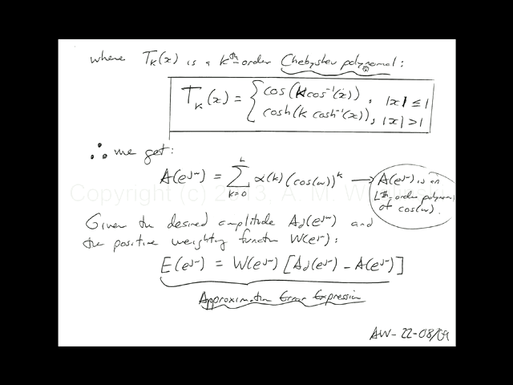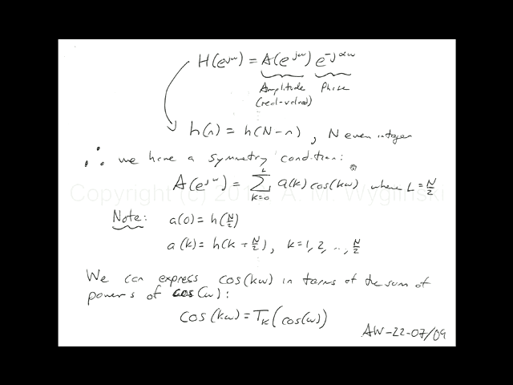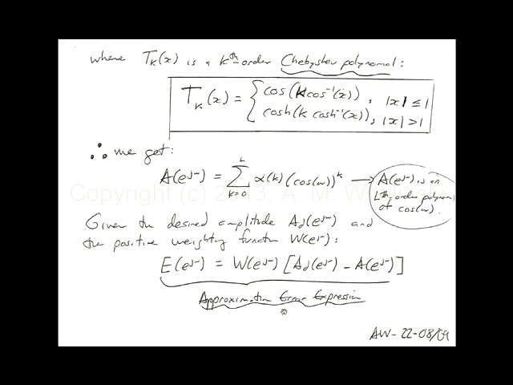Again, now this is getting complicated, right? It's almost like mathematical induction. So what ends up happening is we can translate cos(kω) into this Chebyshev polynomial of order k. And then from that, we can rewrite that expression to give us this A(e^jω).